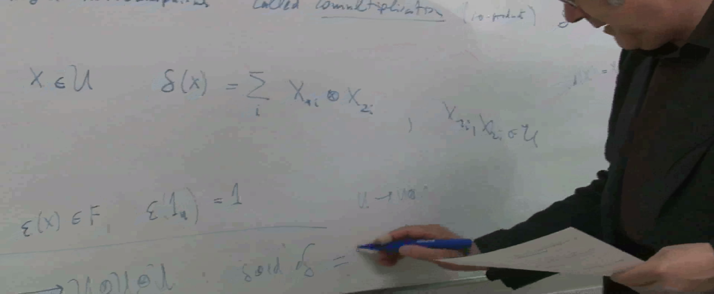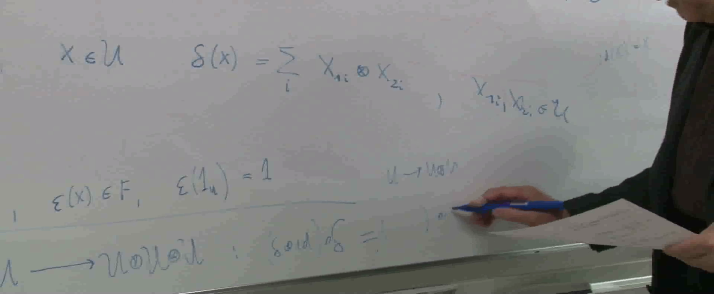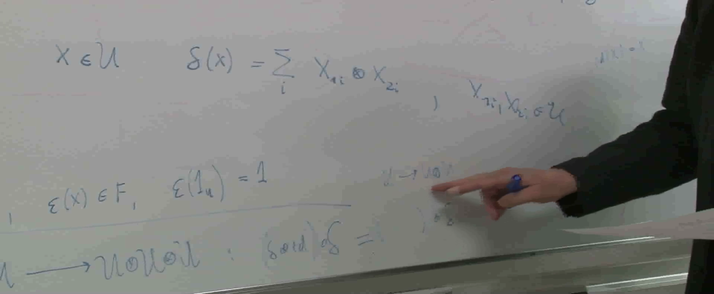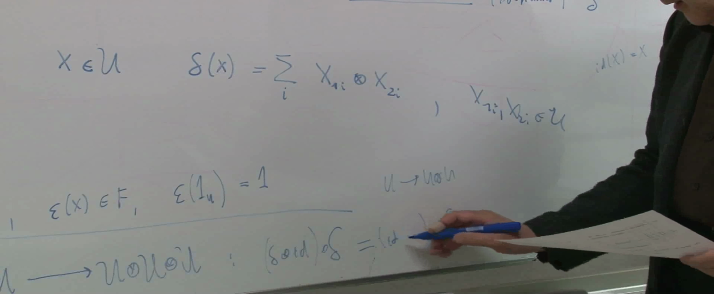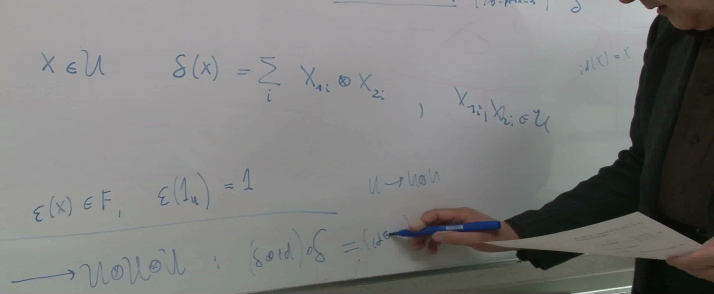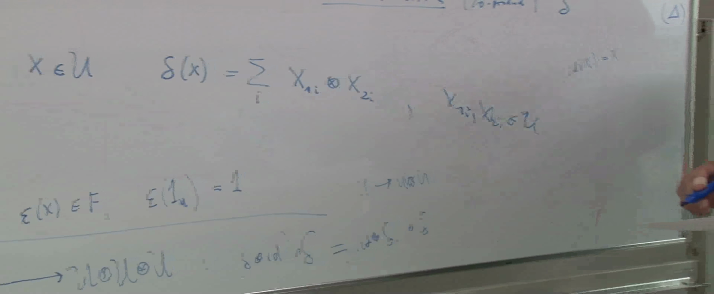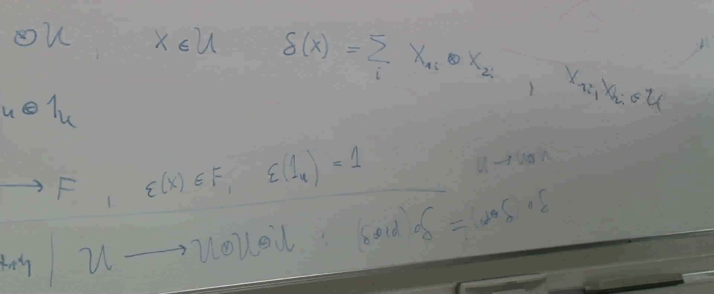And then the co-associativity means that if I do the same process first from delta with delta to u times u, but then I put the identity on the first and delta on the second, then the result will be the same. So it doesn't matter whether I apply this way or this way, it will be the same.